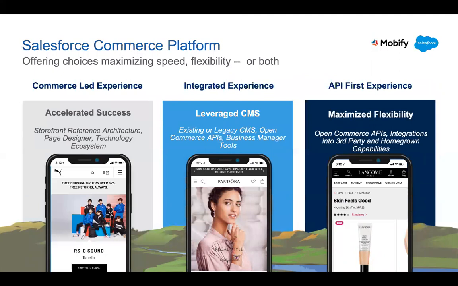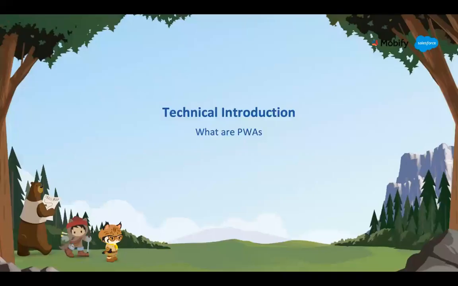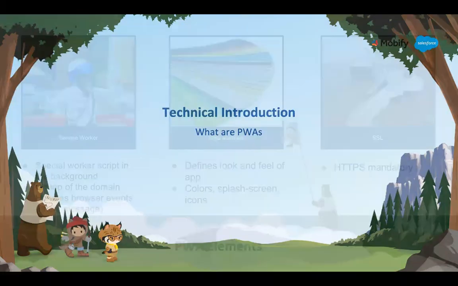In our case, what Mobify will be talking about is our API-first experience, which is using Open Commerce APIs from Commerce Cloud to integrate in and deliver a separate front-end experience using our front-end as a service. So from a technical introduction point of view, keeping in mind that this presentation is geared towards more of a developer audience, what are PWAs?